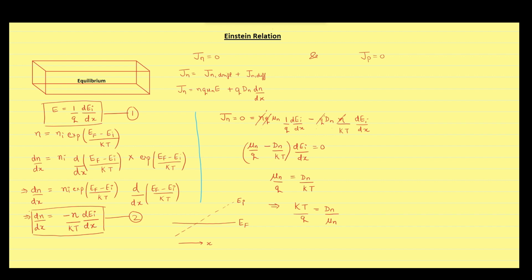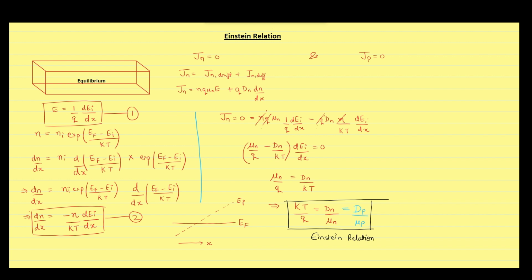And you also know that kT divided by q is nothing but the thermal voltage. We had derived the expression for free electron concentration. However, a similar expression can also be derived for hole concentration, which will give us thermal voltage to be equal to diffusion constant of holes divided by mobility of holes. And this particular relation is referred to as Einstein relation.